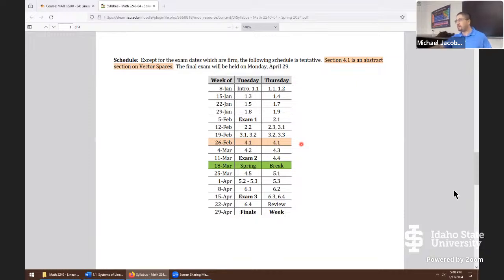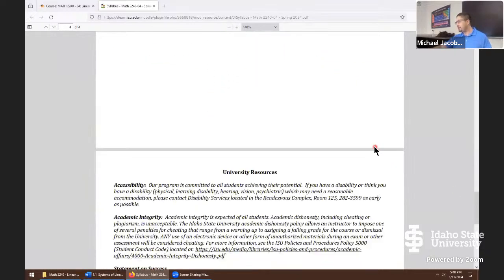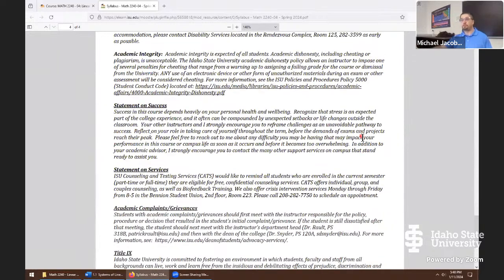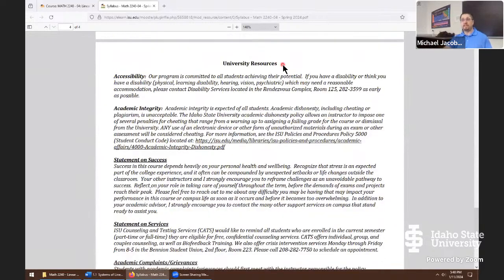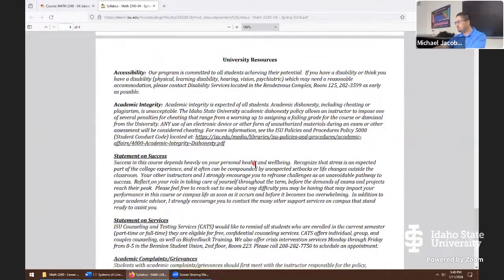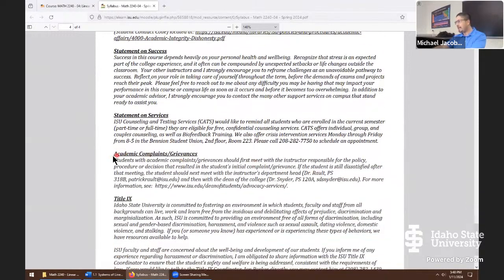Okay. Well, we've got our syllabus ran through. There's more stuff here, but all this is just the resources from the university. Being an ISU student, you have lots of resources at your disposal. And there's more than just resources on here. For example, there is academic complaints and grievances. I would be very aware of this statement for any class that you take in the mathematics and statistics department.